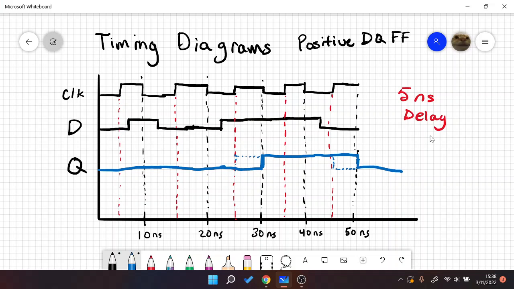So this is the basics of a rising edge or positive DQ flip-flop. If you were given the scenario where it's a falling edge DQ flip-flop, you would need to do it on the falling edges, basically where the black dotted lines originally are.